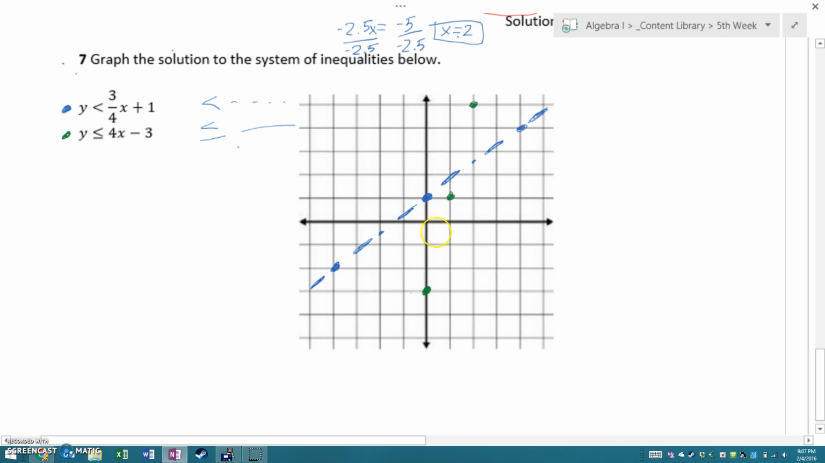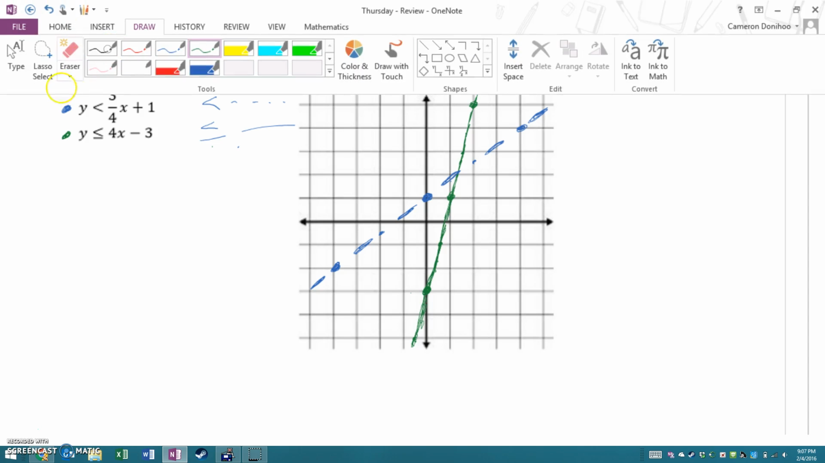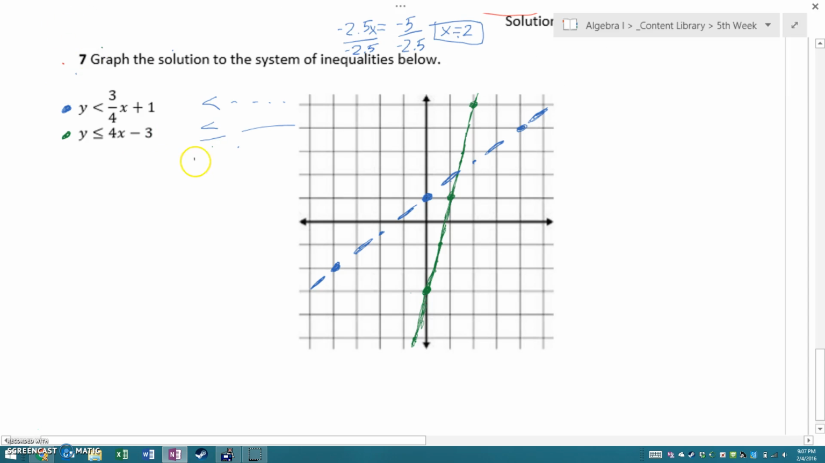All right, now that I have some points graphed here, I'm going to draw my line again. Because this is equal to, it is going to be a solid line. All right, and there's my solid green line. Now, for both of these graphs, the shading is going to be below. I know that because both of these are less than inequalities.